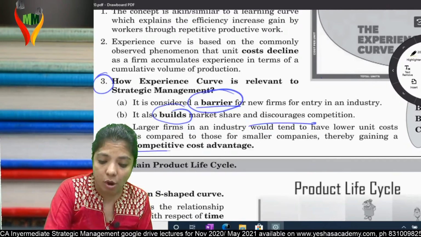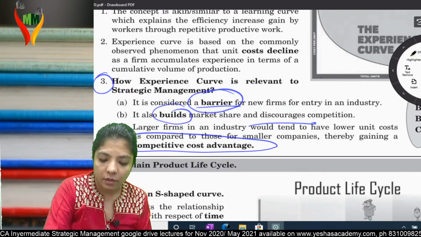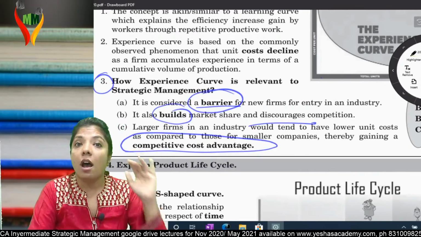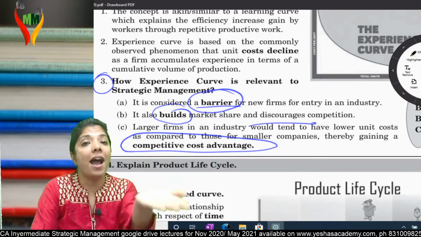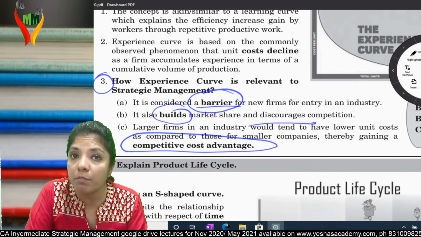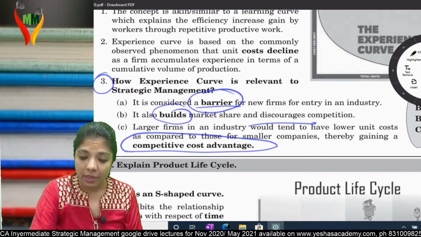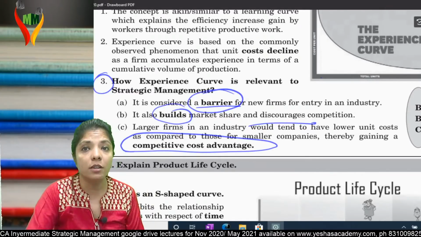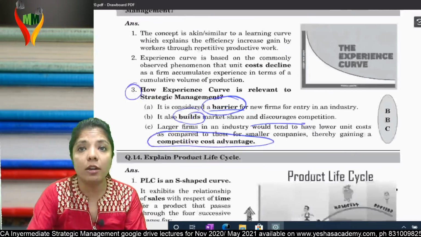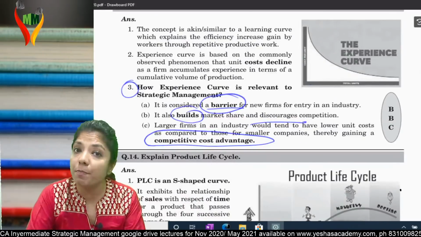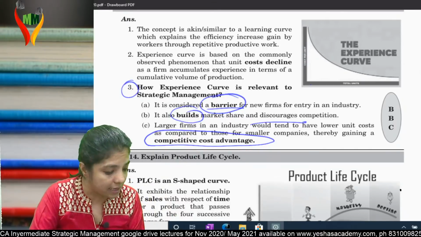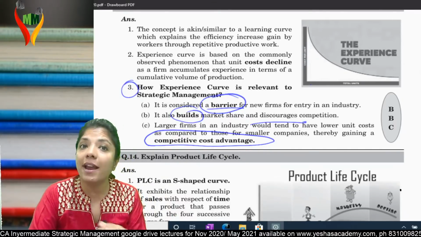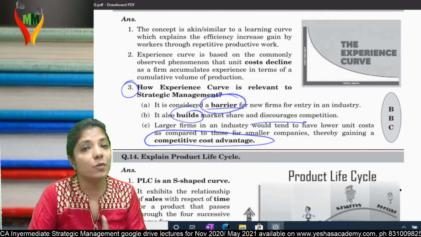That means it is called competitive cost advantage. A big company is better than a small company in terms of cost. I have an edge over my competitors in terms of cost. Am I clear? So what is the shortcut? BBC. First B is barrier. Second B is build. And C is competitive cost advantage. Am I clear? Is question number 13 clear?